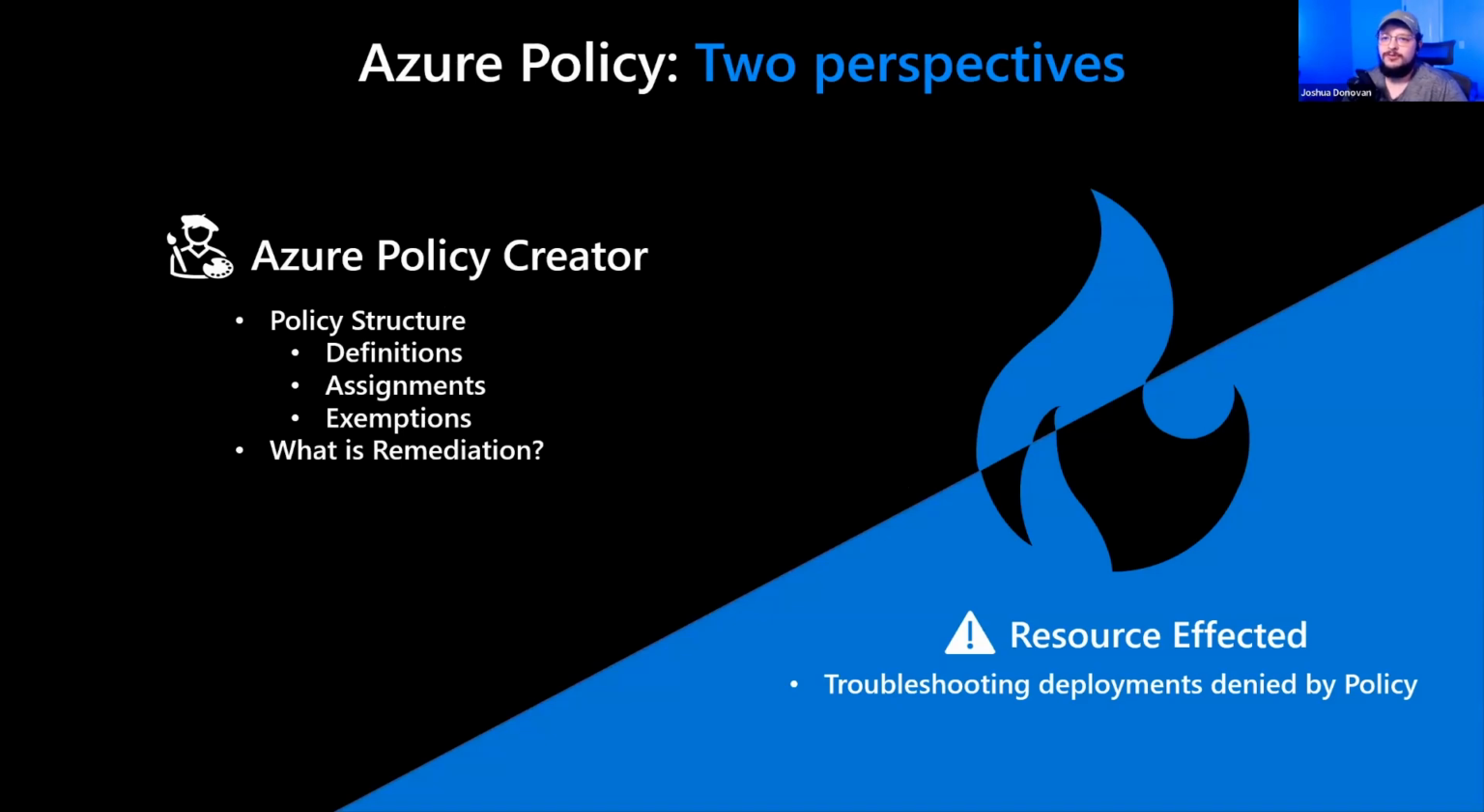So we're going to dive into policy structure, how to write a definition, what an assignment means and how to actually deploy that, what exemptions are, and what remediation is and how to actually deploy a remediation task. On the other half, like we talked about, we're also going to look at when your resources are affected. So if you're troubleshooting a deployment that you were denied by policy, how do you get around that to make sure that your change window doesn't close before you actually get your resources out there?